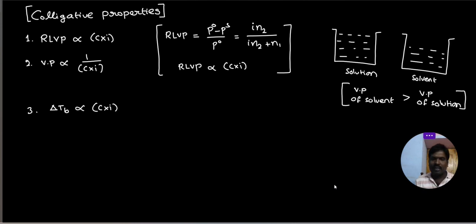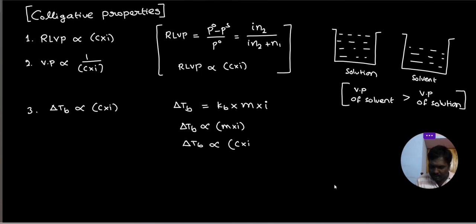You know, delta TB is equal to Kb into molality into van't Hoff factor. Molality means that is concentration. Kb means that is the ebullioscopic constant. Then for delta TB, if you remove that constant, you can write proportional to m into i, molality into i. Molality means concentration. So delta TB is directly proportional to C into I. C means concentration.